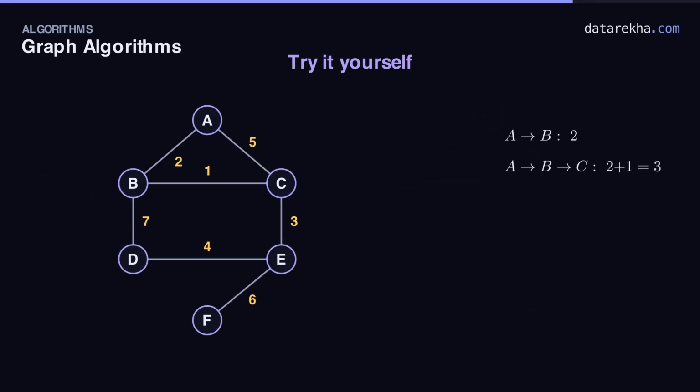The direct edge A to C costs 5, but going A-B is only 2, and B to C adds 1, reaching C in 3. That's the relaxation win. Then C to E adds 3 more. So the shortest distance to E is 6. Along A, B, C, E, not the direct-looking route. 6 by way of B and C.